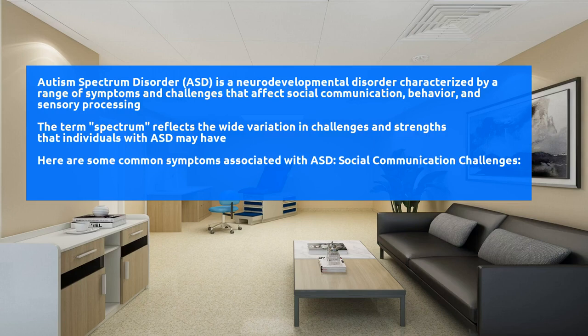Autism Spectrum Disorder (ASD) is a neurodevelopmental disorder characterized by a range of symptoms and challenges that affect social communication, behavior, and sensory processing. The term spectrum reflects the wide variation in challenges and strengths that individuals with ASD may have. Here are some common symptoms associated with ASD.